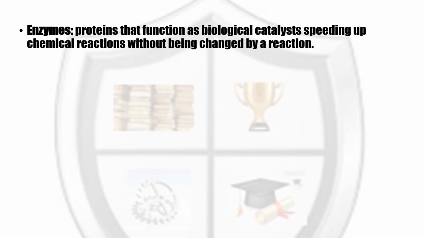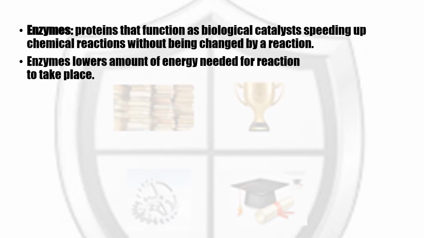So this is where enzymes therefore come into play. They function as biological catalysts, speeding up the rate of chemical reactions without being changed by the reactions themselves. So in the cells of living organisms, we have these proteins known as enzymes, whose role is to speed up the reactions. How do the enzymes do this?